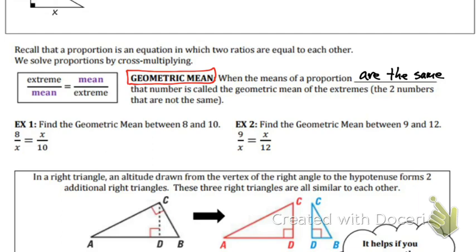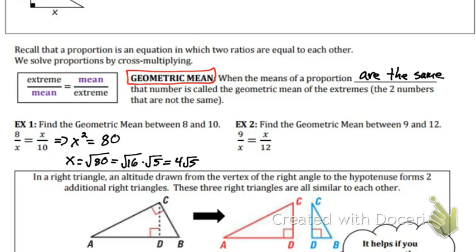So if I ask for the geometric mean, you just take the first number and put it as an extreme, and the last number as an extreme, and you put the same variable for these two. And then you just solve it. So we're going to use that cross multiplication, and we're going to get that x squared is going to equal 80. So x is going to equal the square root of 80. But that is definitely not simplified, because 16 goes into 80 five times, which is going to equal 4 square root of 5.